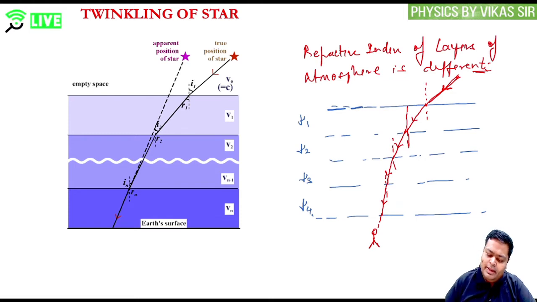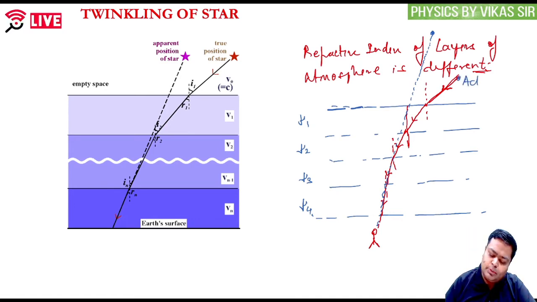Now, if the observer perceives that the ray of light comes straight because of the rectilinear propagation of light, so if he retraces its path assuming the rectilinear propagation of light, he will find the light to be coming from here. So the apparent position of the star which he perceives is higher than the true position of the star, or the actual position of the star.